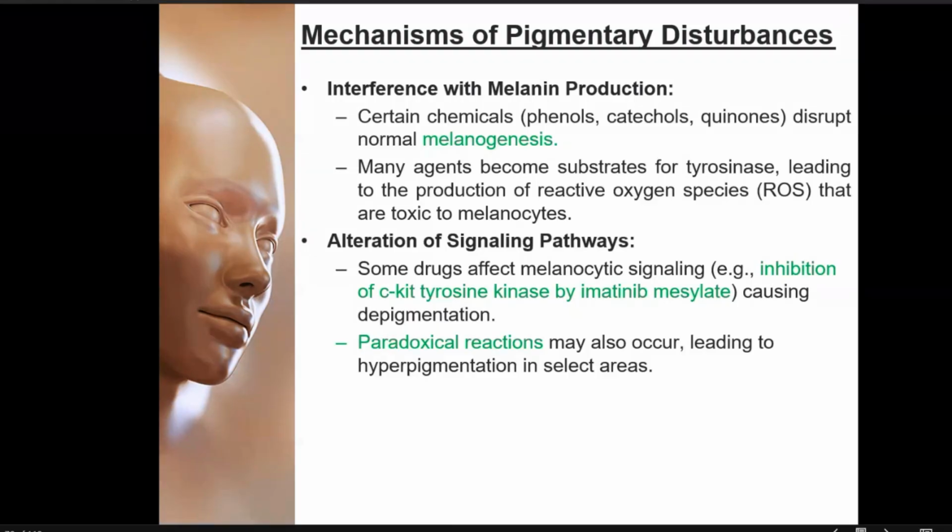Alteration of the signaling pathway. Some drugs affect the melanocytic signaling, like inhibition of the c-KIT tyrosine kinase by imatinib mesylate. This is the compound which inhibits the c-KIT tyrosine kinase, which is very important for giving signal to the melanocyte. And due to this signal, there is a production of the melanin. If this signal is inhibited, then there is less production of the melanin and less protection from the ultraviolet radiation. A paradoxical reaction may also occur, leading to hyperpigmentation in the selected area also.